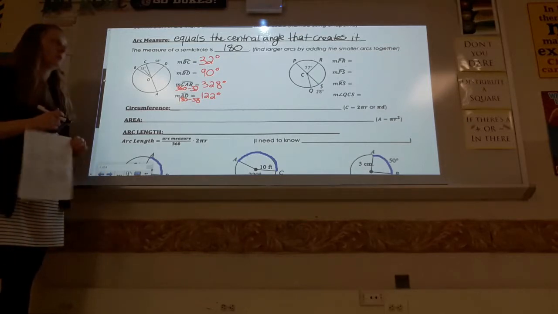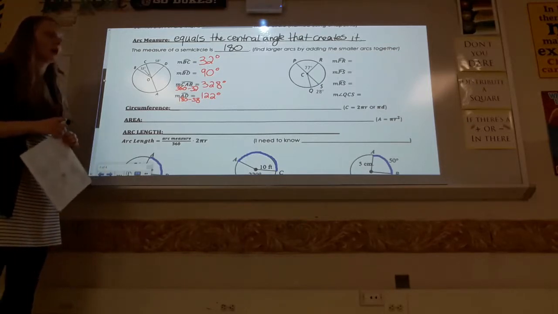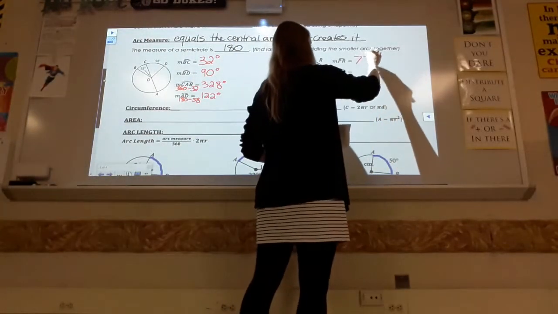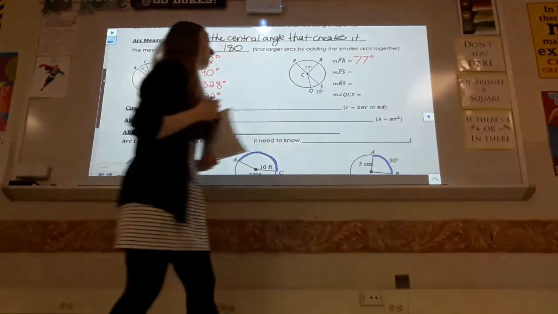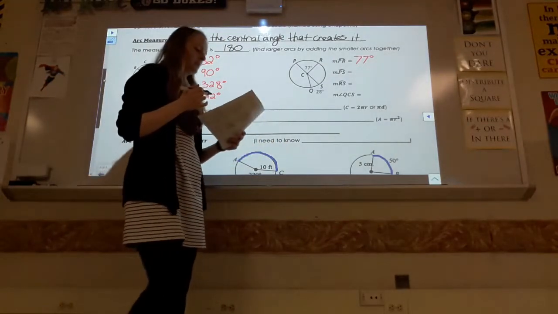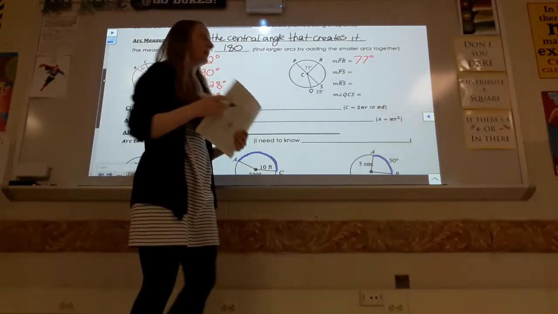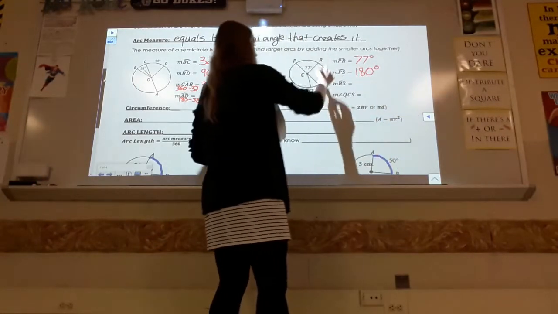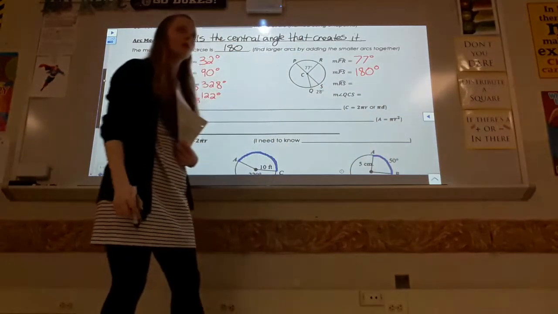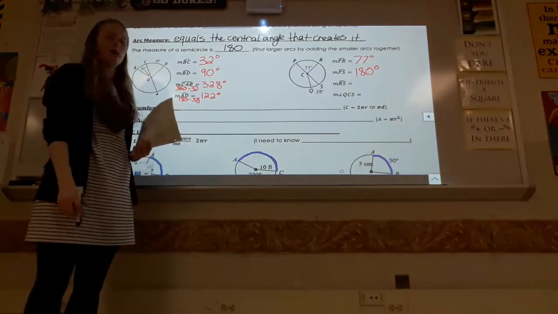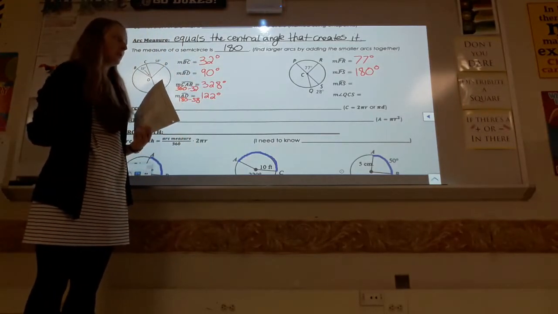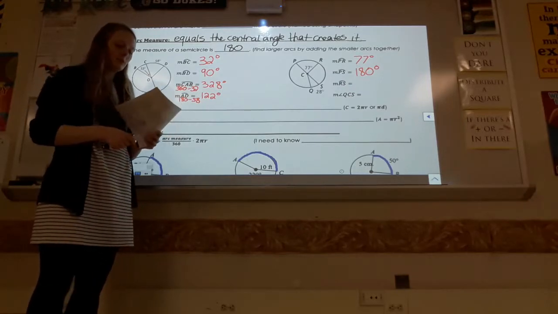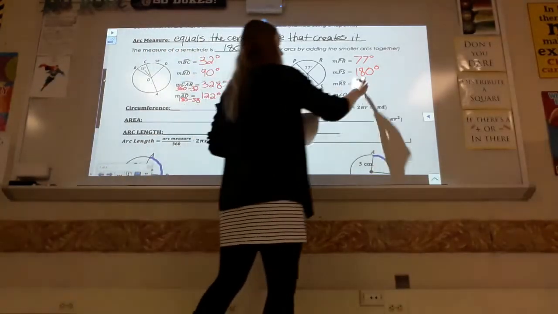Alright, does anybody know what the measure of arc PR is? 77. 77, very good. 77 degrees. What about the measure of arc PS? 180. What do I call that? A semicircle all the way from P to S. Those are two endpoints of a diameter. Always look for diameters. They could be your way out if you're looking for what a number actually should be there. What about the measure of arc RS? Should be 103.